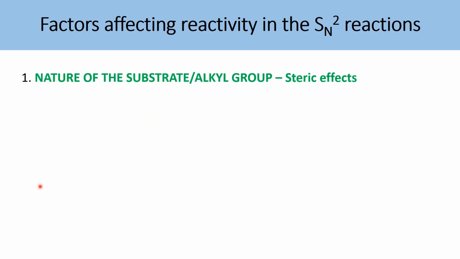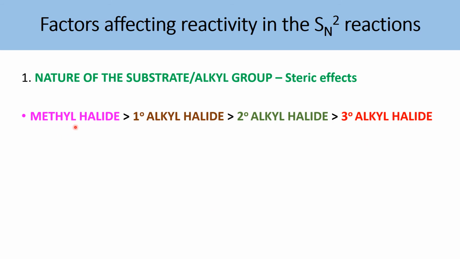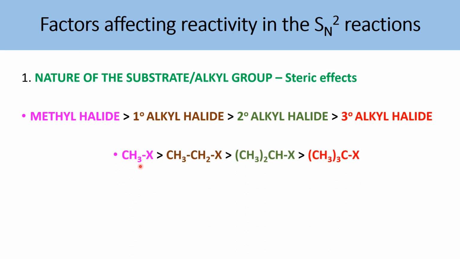The first one is the nature of the substrate or alkyl group, that is, the steric effects. Here you can see the order of reactivity of the substrate molecule: methyl halide greater than primary alkyl halide greater than secondary alkyl halide greater than tertiary alkyl halide. Methyl halide has the molecular formula CH3X. Primary alkyl halide is CH3CH2X. Secondary alkyl halide is (CH3)2CHX. Tertiary alkyl halide is (CH3)3CX.